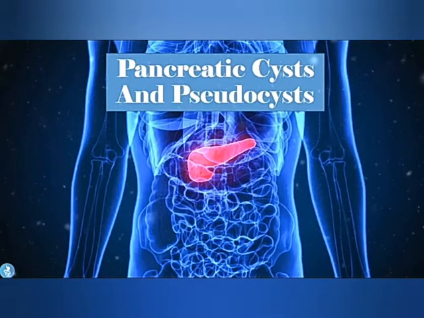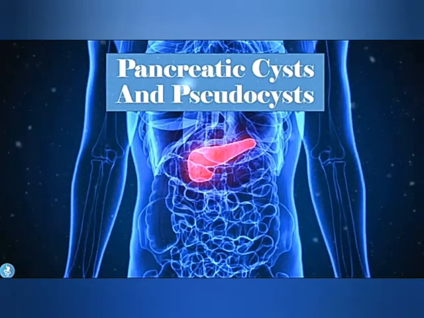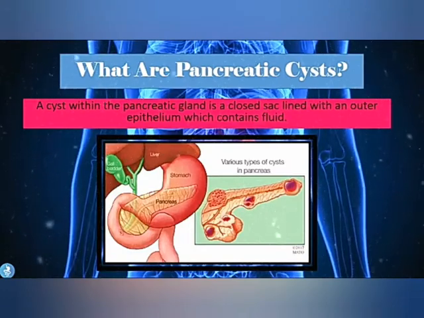Topic, and that is the pancreatic cysts and pseudocysts. So let's get started. So what are pancreatic cysts? A cyst within the pancreatic gland is a closed sac lined with an outer epithelium which contains fluid. As we can see in this image below, this is basically what a cyst within the pancreas looks like. It's a completely closed sac which is lined with an outer epithelium and filled with fluid within its cavity. And that's basically what a pancreatic cyst is.